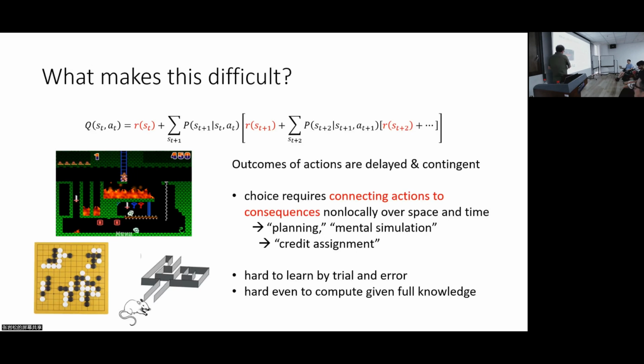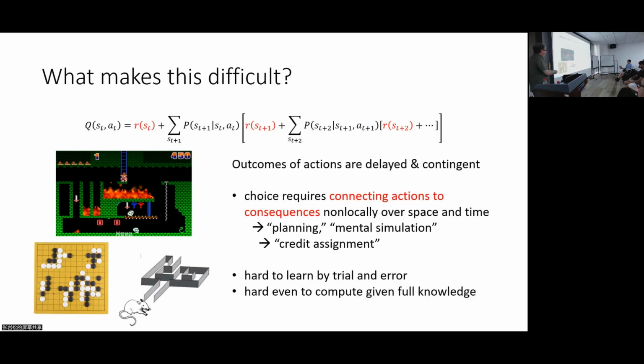when you consider a possible course of action, like placing a stone here or here, or jumping this way or that way, or turning left or right, whether or not that's useful is going to depend on outcomes that come many steps later, and might be contingent on later choices and later things that happen.